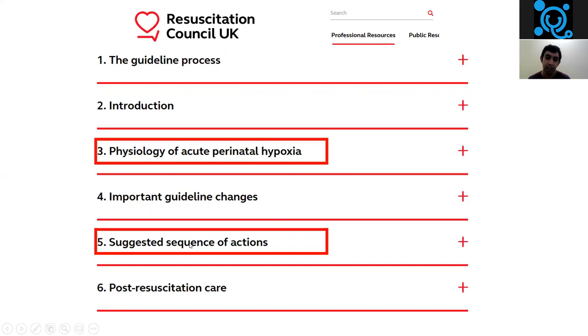And then Section 5 is the actual guideline itself. It's broken down into very clear chunks. And it's just worth reading in full. And then once you've read it, you can then look at the algorithm. But there are extra details in the suggested sequence of events that explain the algorithm in a bit more detail about precisely what you do. Okay? And those are the key areas you should focus on.